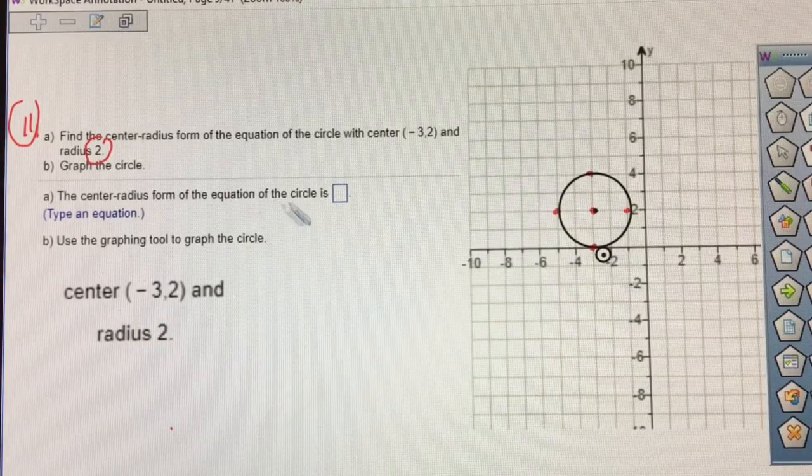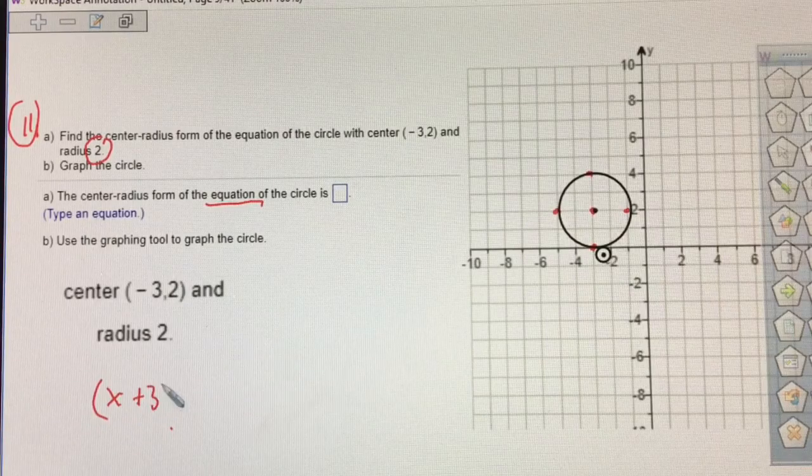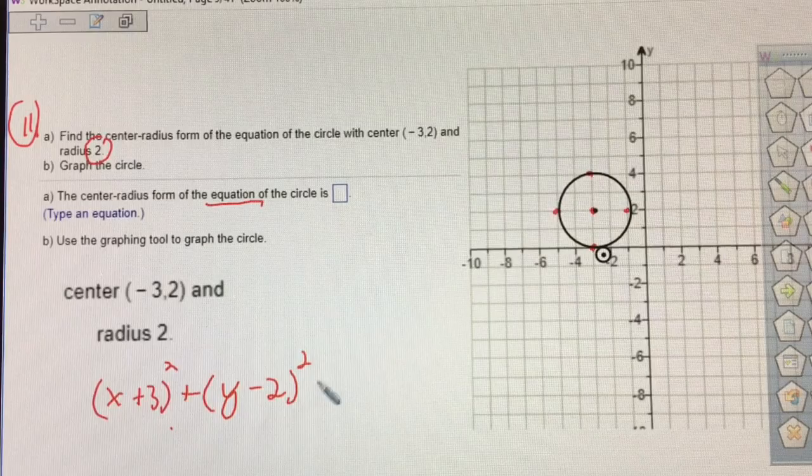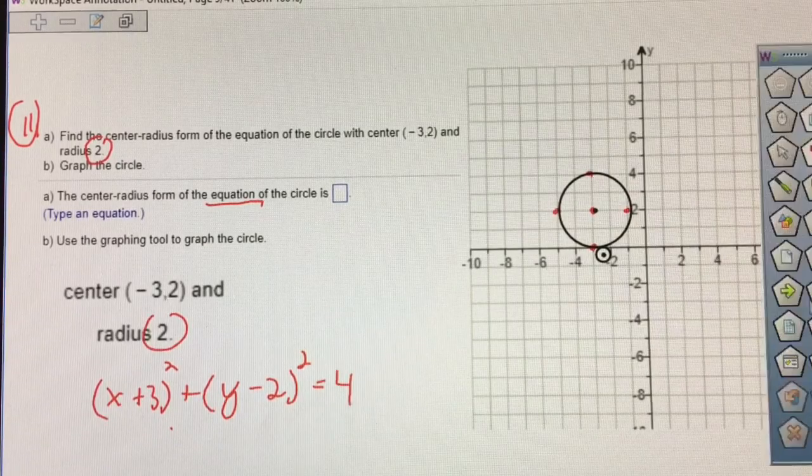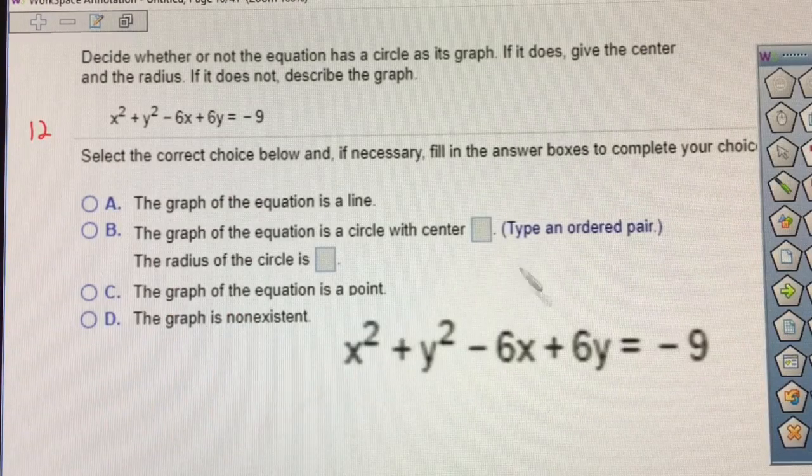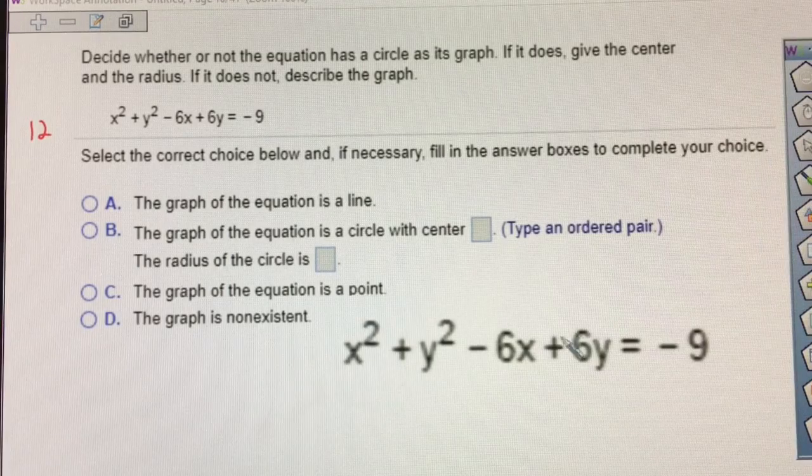It wants the center-radius equation of the circle, so it's going to be the opposite, squared. So it's going to be x plus 3, the opposite of minus 3, squared, plus y minus 2 squared equals the radius squared, 4. Number 12, it wants me to actually get the center and radius of the circle.